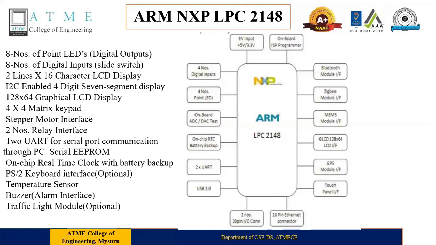If I want to abbreviate, you can see here the listing: 8 inputs, point LEDs, digital inputs, 2 lines into 16 characters LCD, matrix keypad, stepper motor interface, and 2 UART for serial port communication, on-chip real-time clock with battery backup, and one more, it has a temperature sensor, pressure, and traffic data are optional. You can use them.